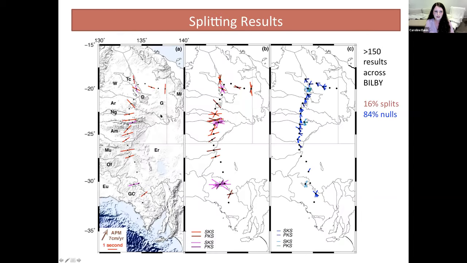So what did we find? So on the left here is the station averaged splits at each of the BILBY stations where we were able to get results. And how this is plotted, the orientation of the red bars represents the fast direction averaged, and the length of the bar represents the scaled delay time according to 1 second shown here.